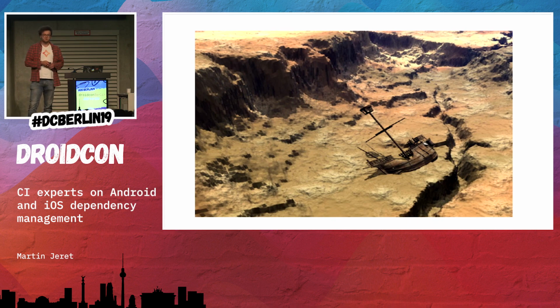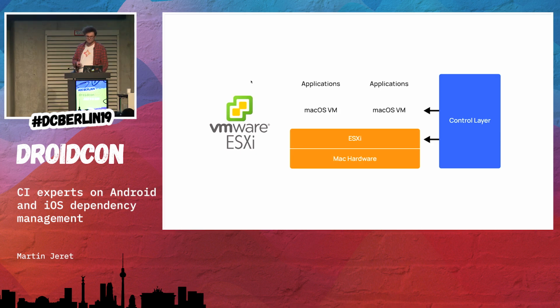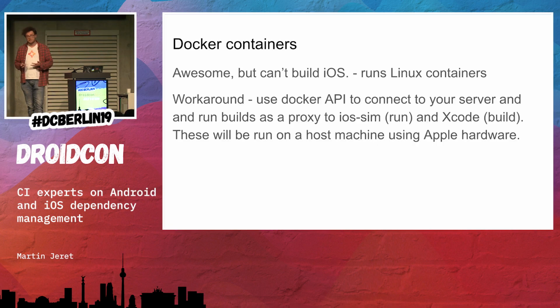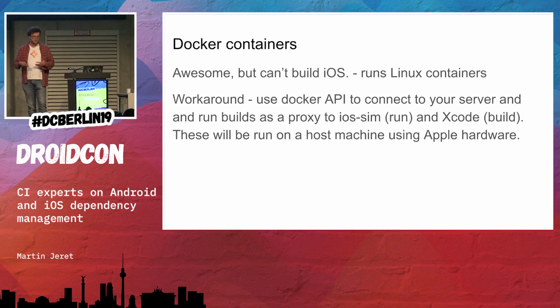The first thing that comes to my mind is this picture of the Mojave Desert with the cargo ship there. You're basically used to building it on Docker containers, but when you go into cross-platform, you can't build in Docker containers anymore, because Docker runs Linux containers, and you can only build your Android apps there. So when you have to build your iOS apps, you have to look elsewhere.